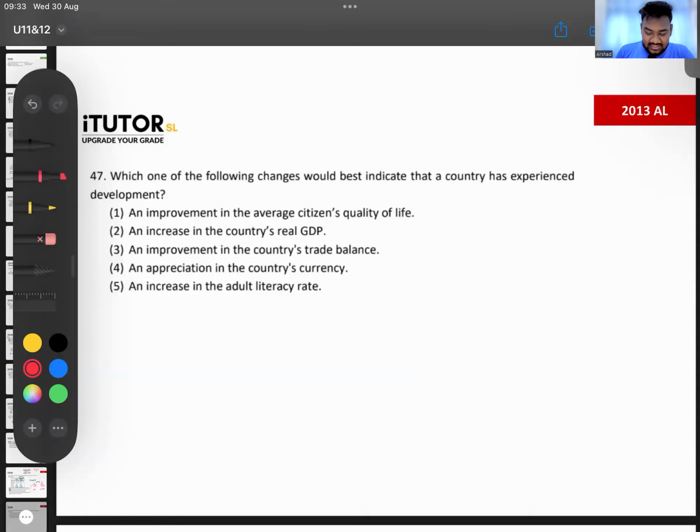Improvement in the average citizen's quality of life looks okay. Maybe one answer talks about GDP also. Increase in real GDP is growth. Along with the increase in GDP, if you have a quality of life increase, that is the perfect answer for development. Improvement in the country's trade balance, no. Appreciation in the currency, no. Increase in adult literacy, no. It's answer number 1, right? Development is where your standard of living and quality of life go up along with the economic growth. So the most correct answer is number 1.